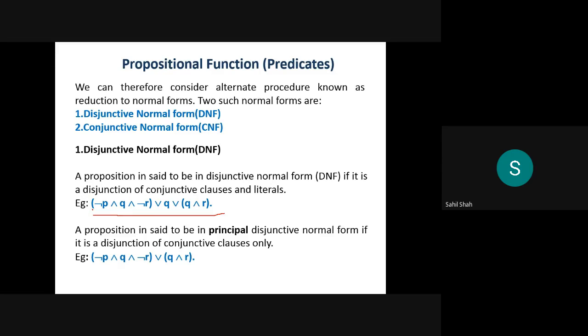So this could be assumed as the first conjunctive clause. We have to look for a disjunction of conjunctive clauses, also known as fundamental conjunctions, and literals. So this Q is a literal. And again, this is a conjunctive clause.